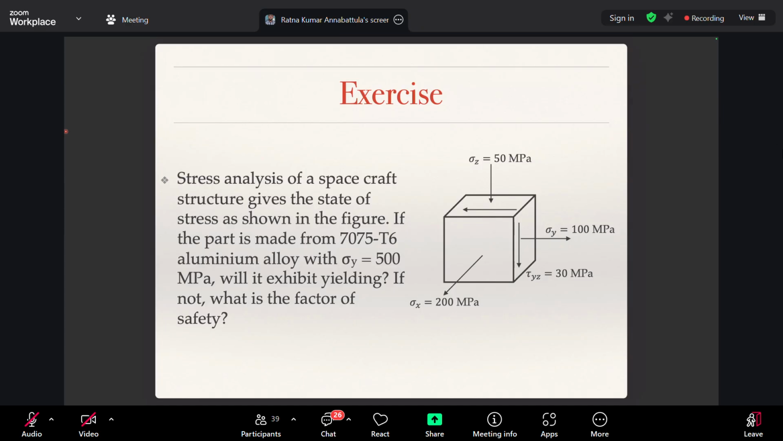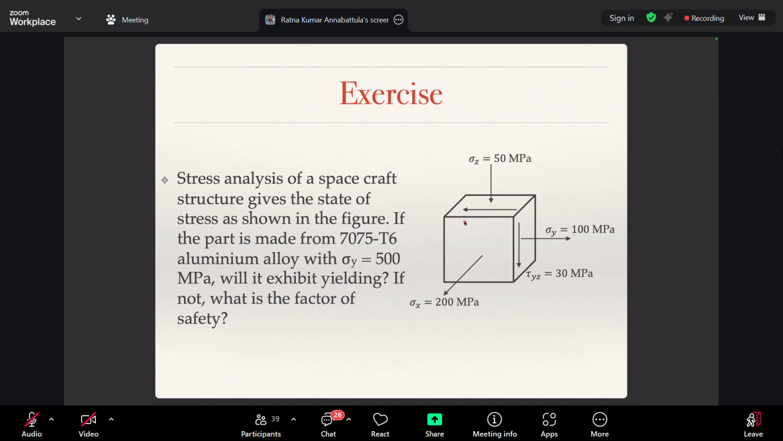Are you able to work it out? So first of all, write the stress tensor. Can you tell me what the stress tensor is?